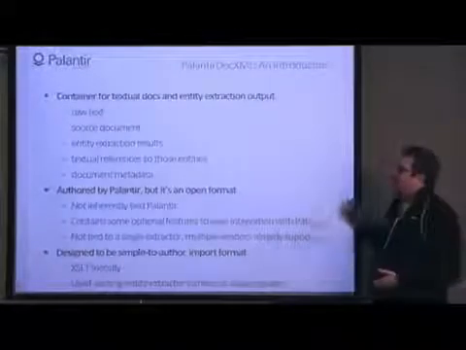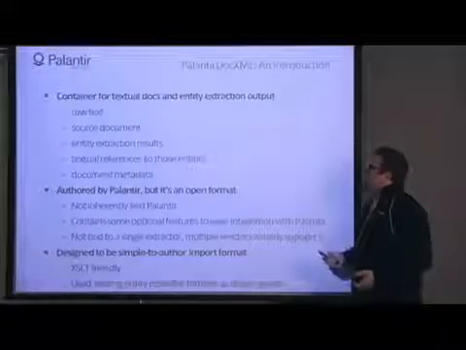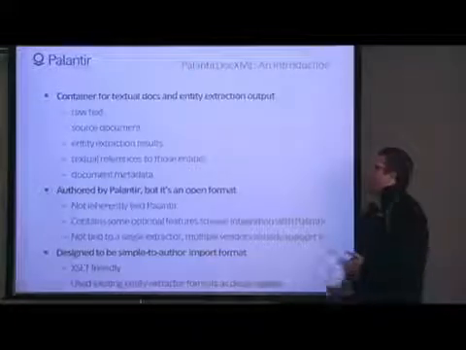So Palantir DocXML is a very different beast. Rather than being a representation of the way that we hold data inside of Palantir, it's a container format for textual information, for unstructured data. Inside of it, you'll see things like the raw text, the source document, the results of entity extraction, the textual references to where those entities show up in the document, and some metadata about the document.